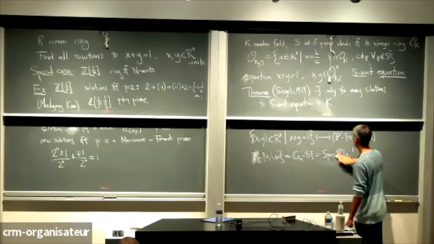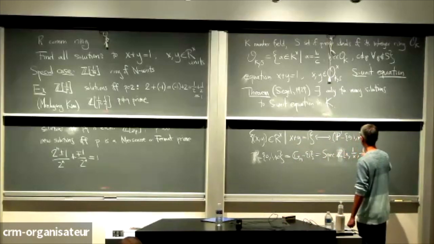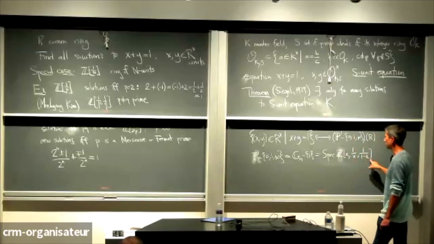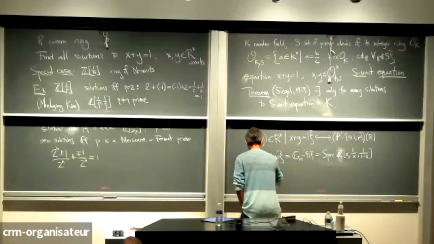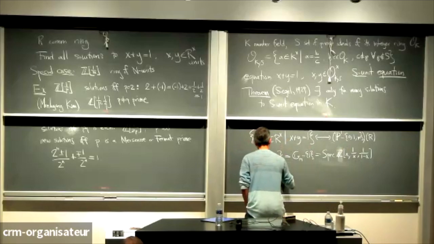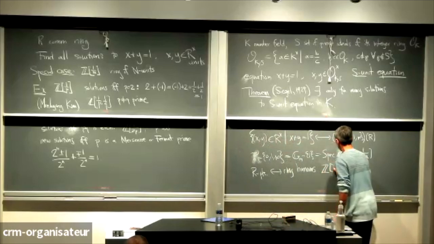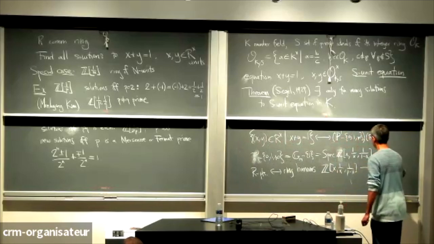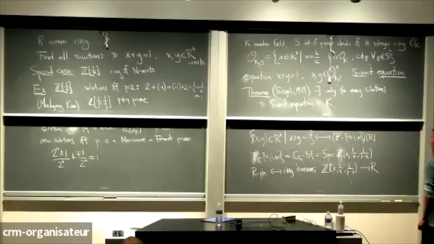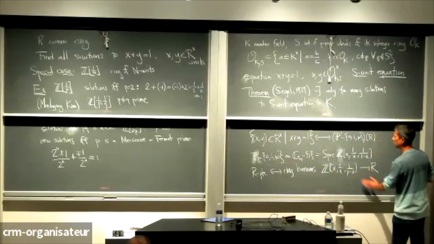Okay, so this is Spec of Z. I do this over Z: Z[x, 1/x, 1/(1-x)]. I've removed 0, and I've removed 1. And so solutions, so points, correspond to ring homomorphisms from this ring, Z[x, 1/x, 1/(1-x)], to R. Okay, so you might just say solutions to the S-unit equation are in correspondence with ring homomorphisms.